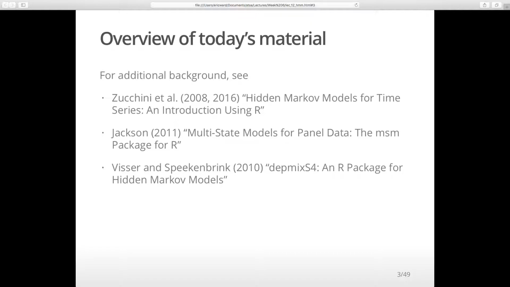There's a bunch of materials out there for brushing up on these applications and the estimation for HMMs. In particular, I think there's a couple really good books out there. The Zucchini et al. first and second editions have been really helpful, I think, for me understanding what HMMs actually are. And then there's a few different packages out there on CRAN for fitting these types of models. MSM is one, depmixS4 is another, and we'll be using both for this lecture.